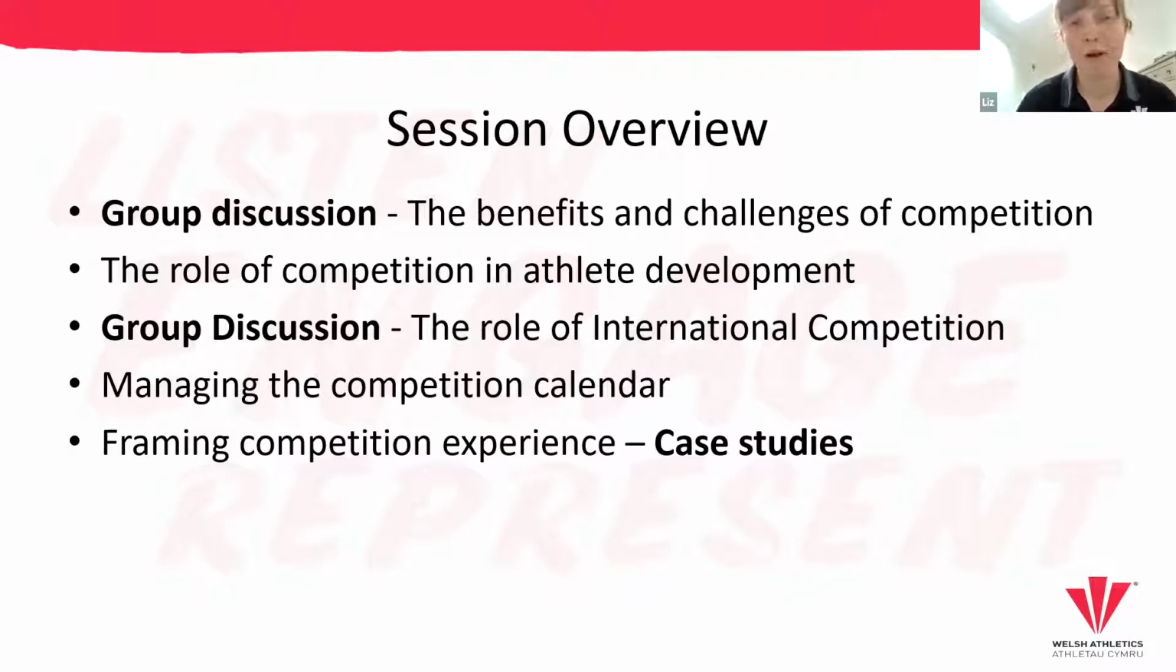I'll then talk a bit more about the role of competition in athlete development and looking at event specialisation. Then we'll have another group discussion on the role of international competition, in breakout groups and then coming back together. Then we've got managing the competition calendar and some thoughts around that. And then some case studies at the end that will get you into groups to talk around framing competition experience. So that's what the session looks like overall.